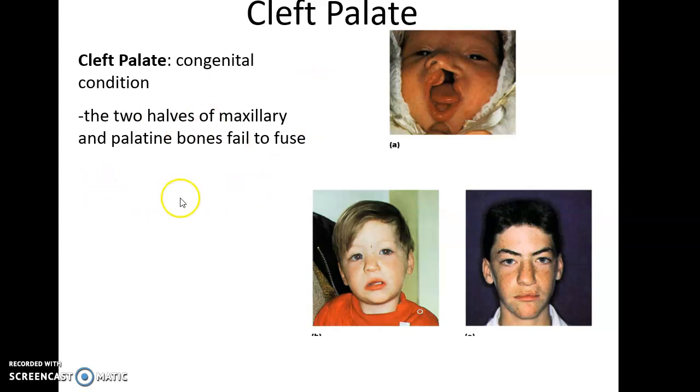Fortunately, it can be treated by surgery. So here, this infant has undergone a few surgeries and grown to become this child, and this child has undergone a few more surgeries and grown to become this teenager who is basically normal now after all that surgery.